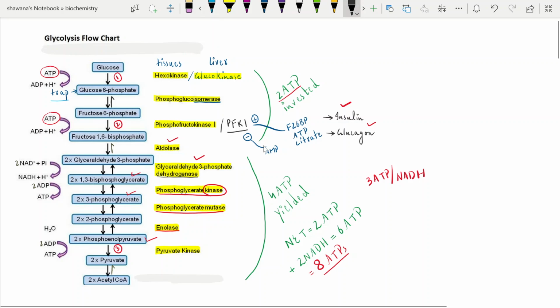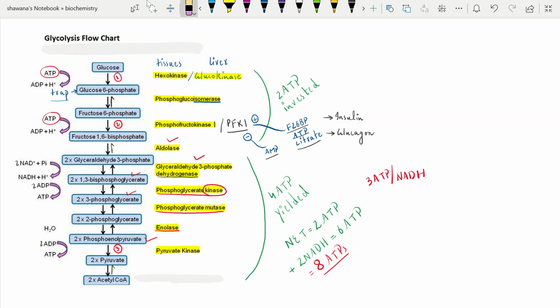PFK1 is a very important regulated enzyme. Its positive regulators are fructose 2,6-bisphosphate, ATP, and citrate. I have talked about these in previous lectures. And its negative regulator is AMP, and it is also affected by the hormones insulin and glucagon. Okay.